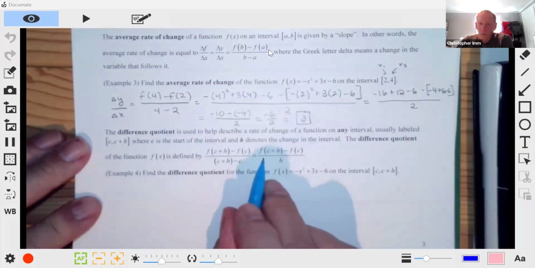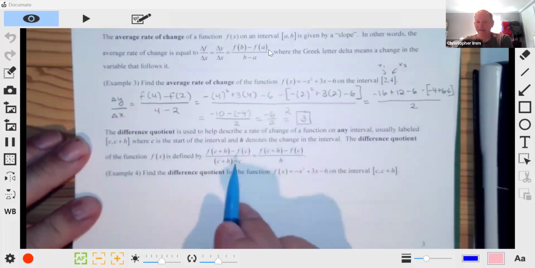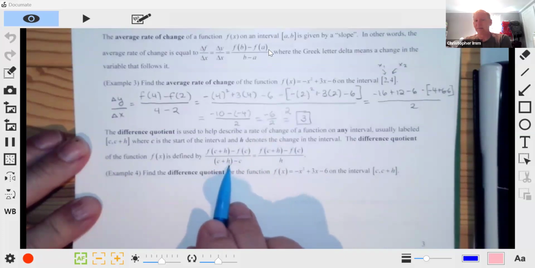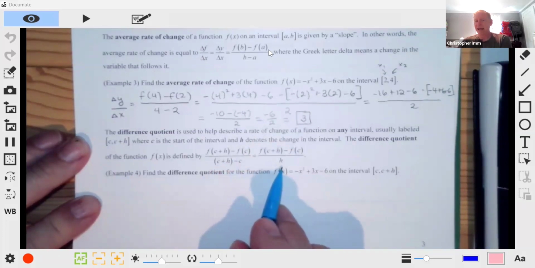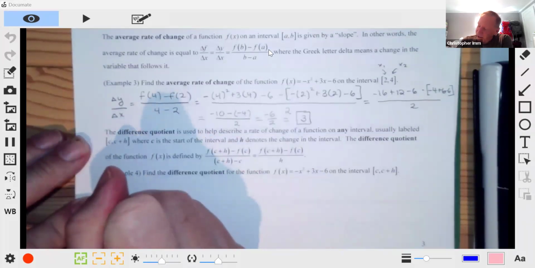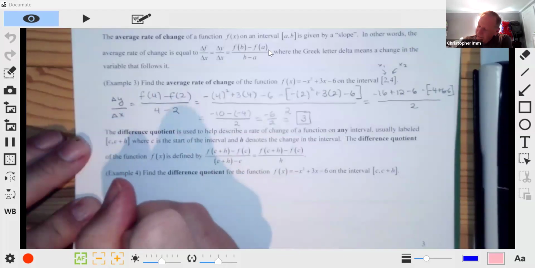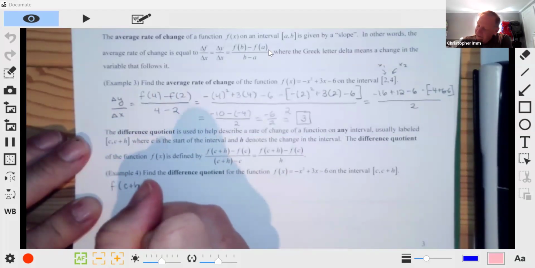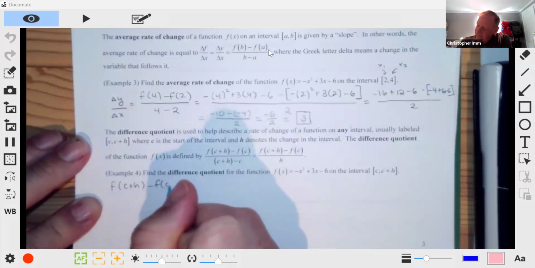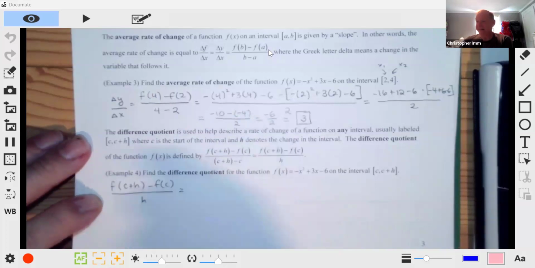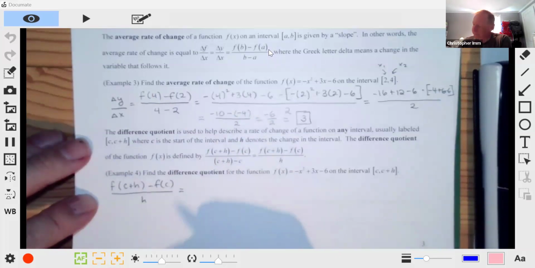So when we evaluate this, notice the denominator. When we take C plus H, that little bit, minus C, that just boils down to H. So we can just compute this value. I'm going to do it at any point C, and if we want to at the end, we can plug in 2. So I have f of C plus H minus f of C all over H. So warning, our answer will have H's and C's in them.